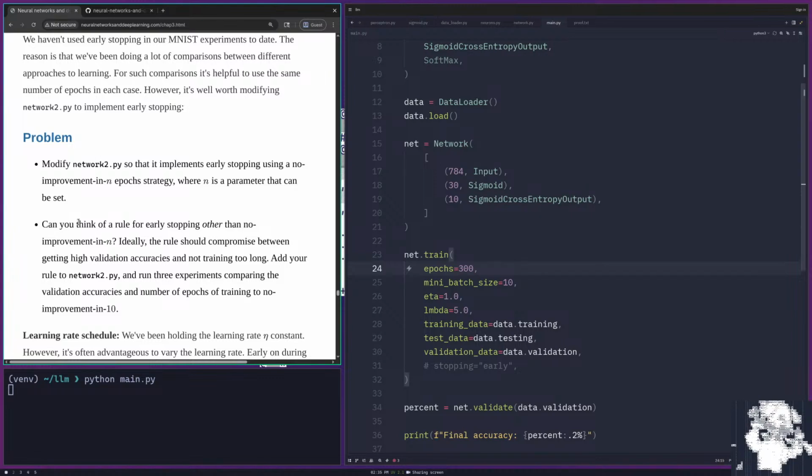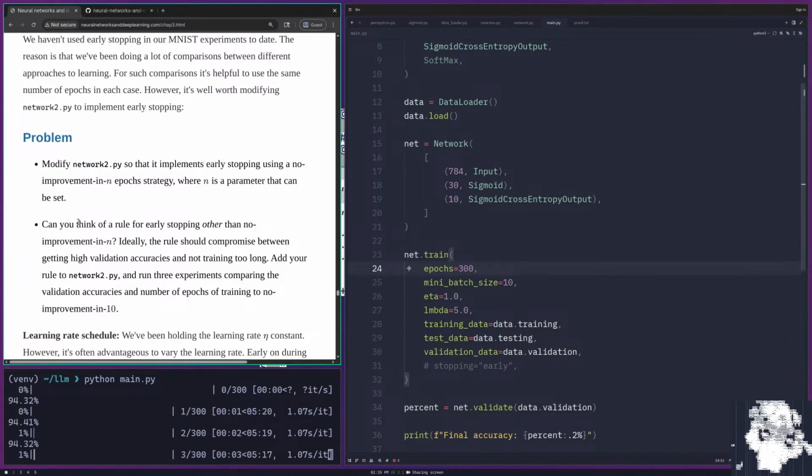Can you think of a rule for early stopping other than no improvement in n? Ideally, the rule should compromise between getting high validation accuracies and not training too long. Add your rule to network.py and run 3 experiments comparing the validation accuracies and number of epochs of training to no improvement in 10. Let's think of one. I don't know if I care to implement it, but like the mean thing is an example. It's not a good rule though.